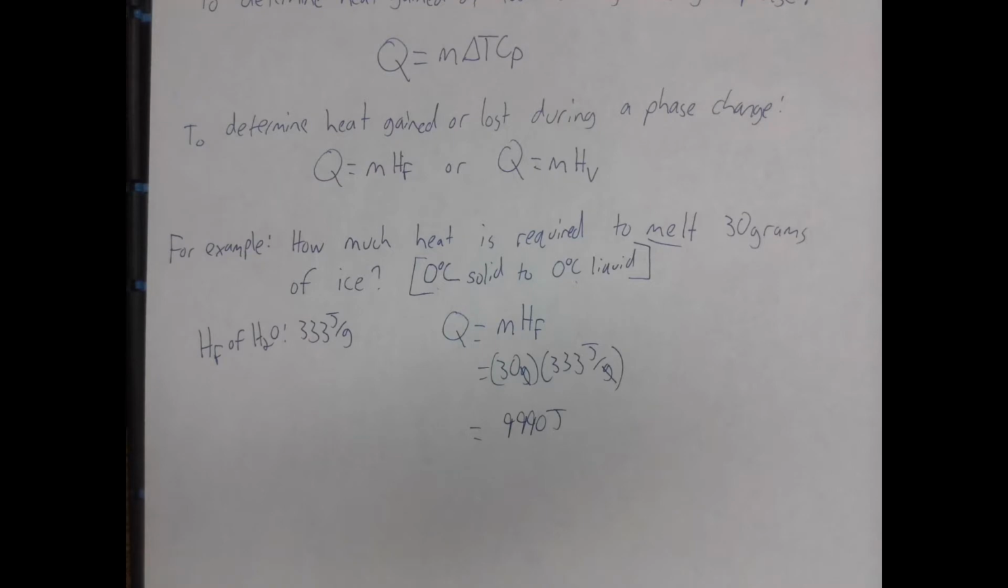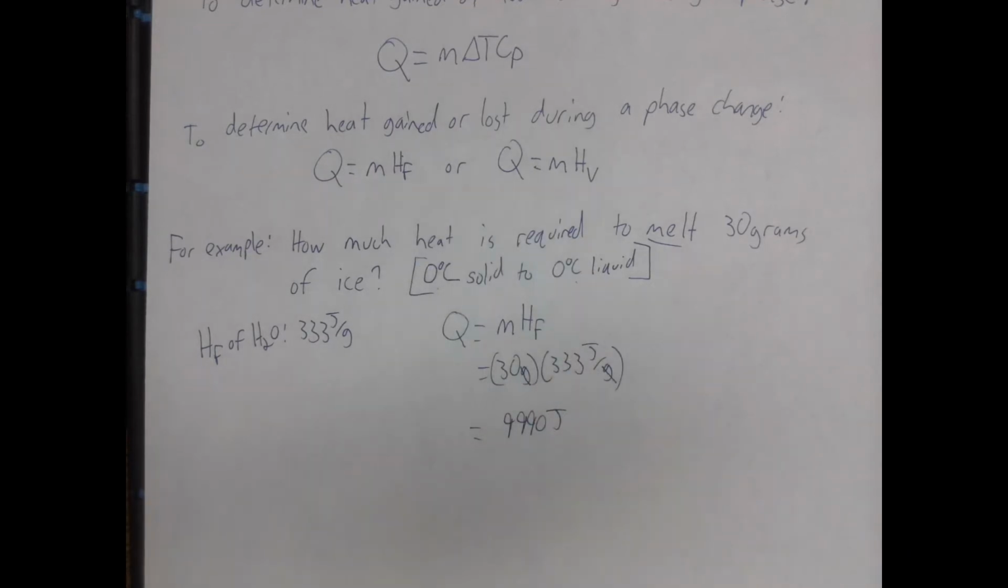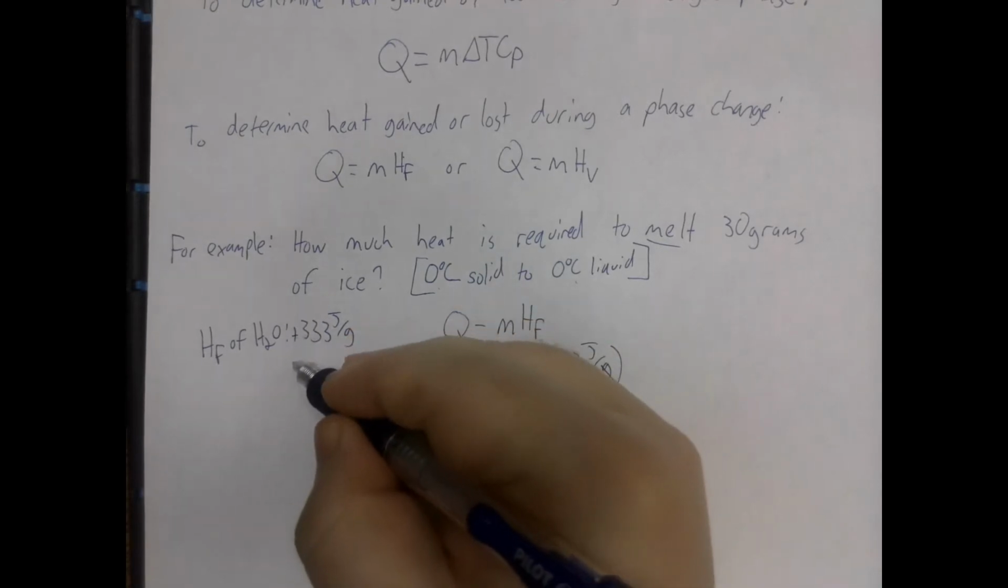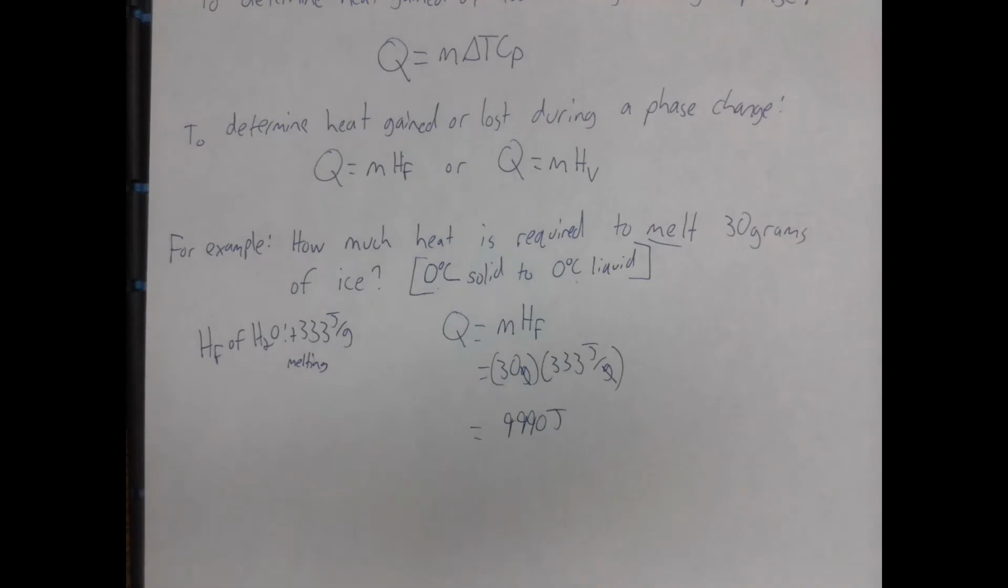So when you're doing a phase change, you'll use one of these equations. You use the heat of fusion value if it's melting or freezing, and it'll be positive for melting, and it'll be negative for freezing.